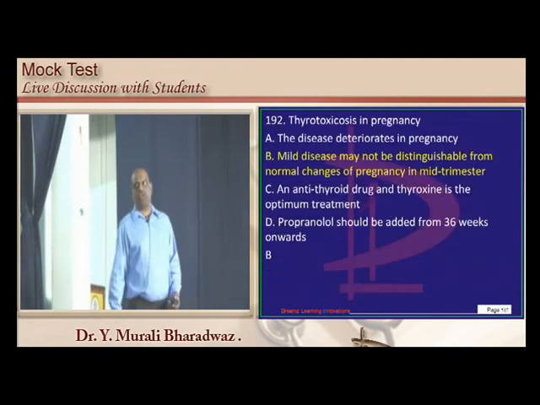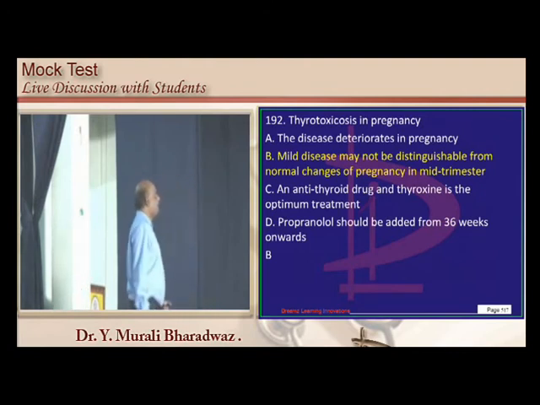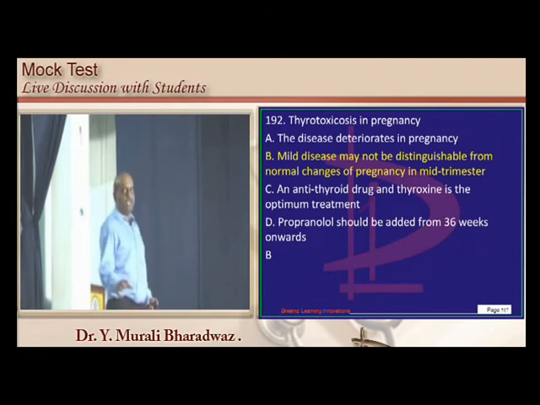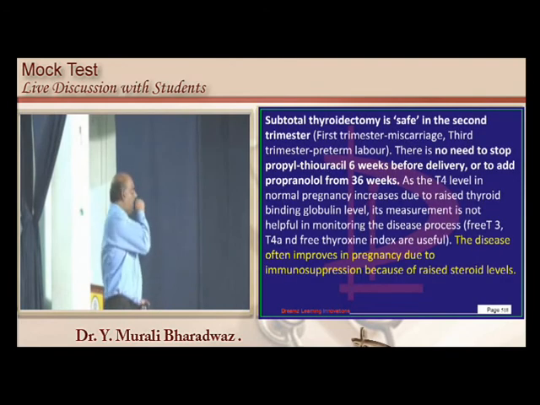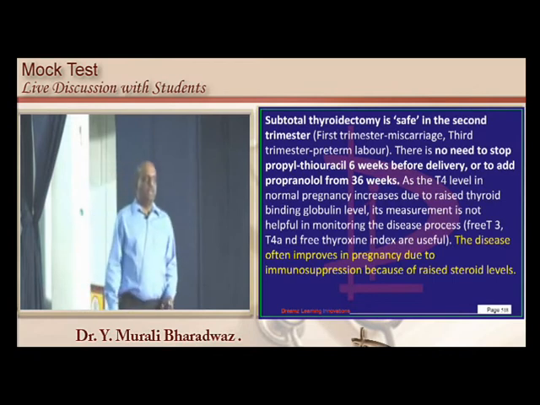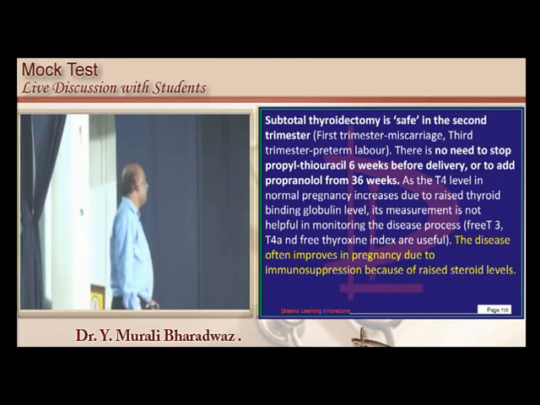Now if you look at thyrotoxicosis in pregnancy, the mild disease is not distinguishable from normal pregnancy. Normal changes in the mid trimester can resemble the mild thyrotoxic state, and there is no need to stop propylthiouracil 6 weeks before delivery, nor any need to add propranolol from the 36th week. Thyrotoxicosis often improves in pregnancy, and subtotal thyroidectomy is considered a safe surgical procedure in the second trimester of pregnancy.